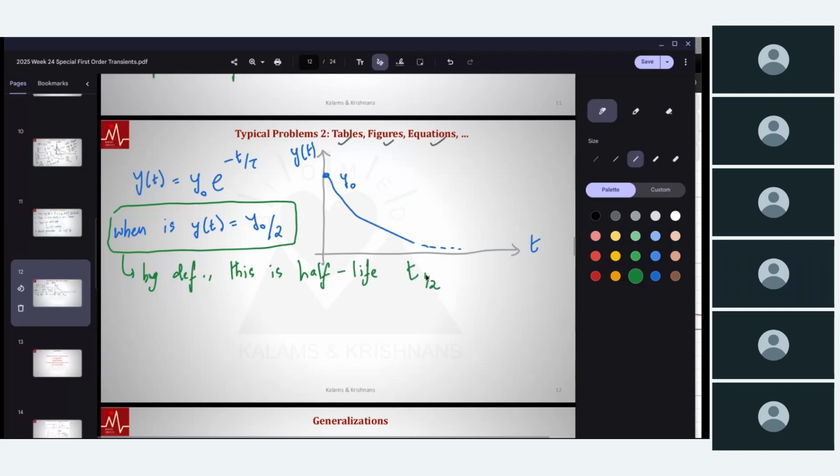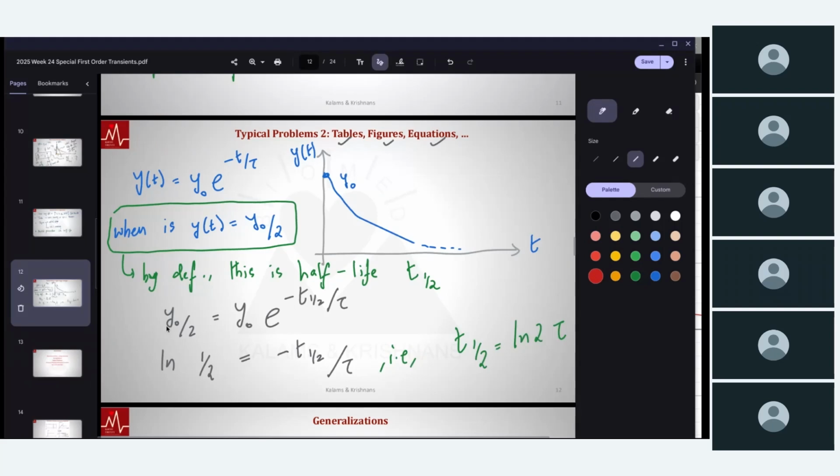How is t half related to tau? Let's do that. Your current y of t value is y naught by 2, which equals y naught e power minus the time we are trying to find, and by definition this is t half by tau. Y naught cancels, what you're left with is half. Take ln on both sides. ln of 1 by 2 is minus t half by tau.